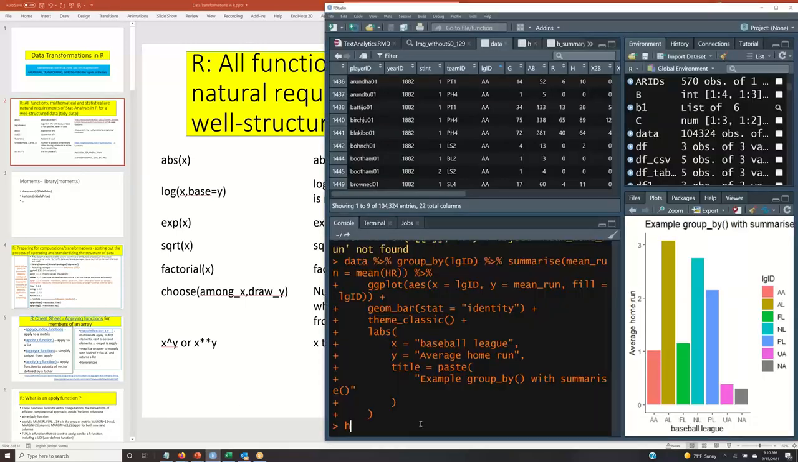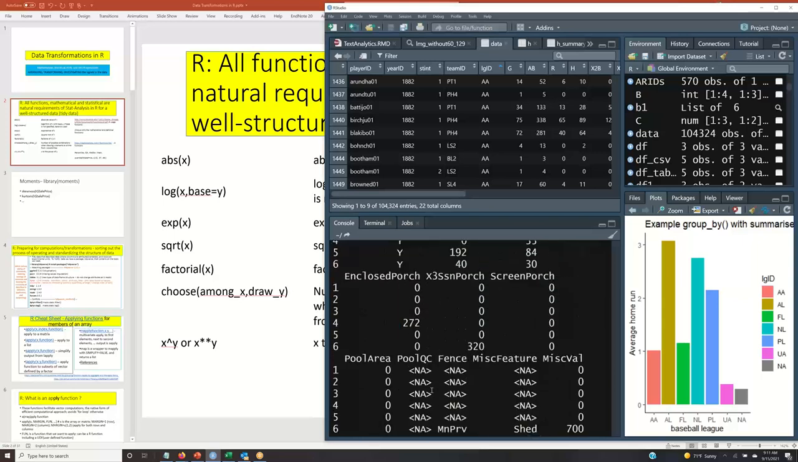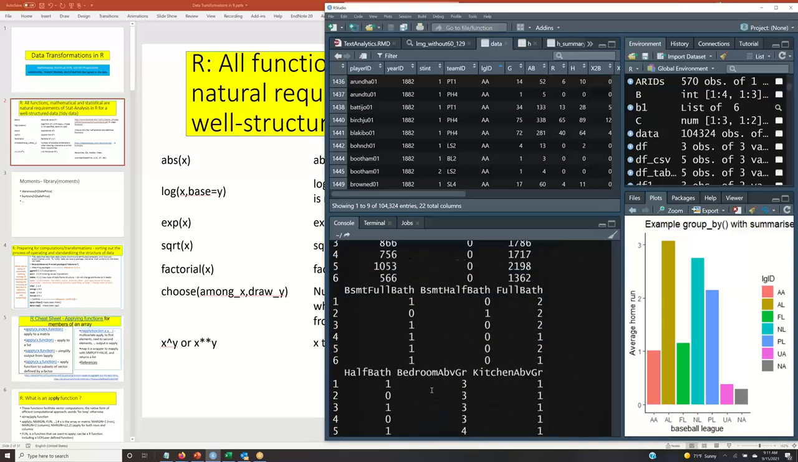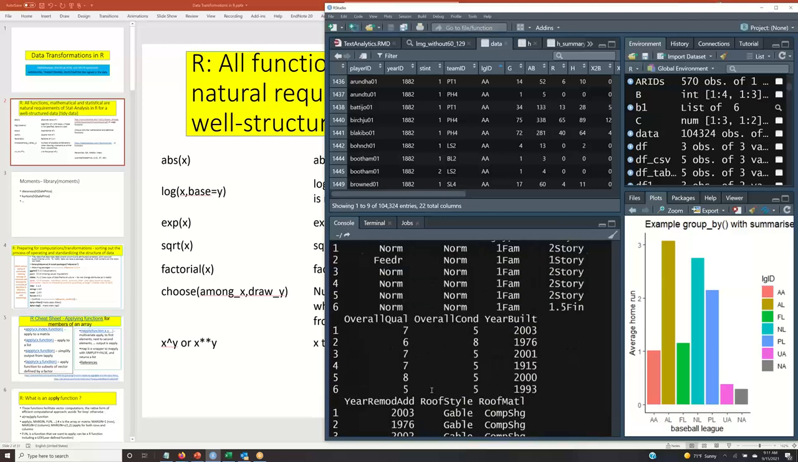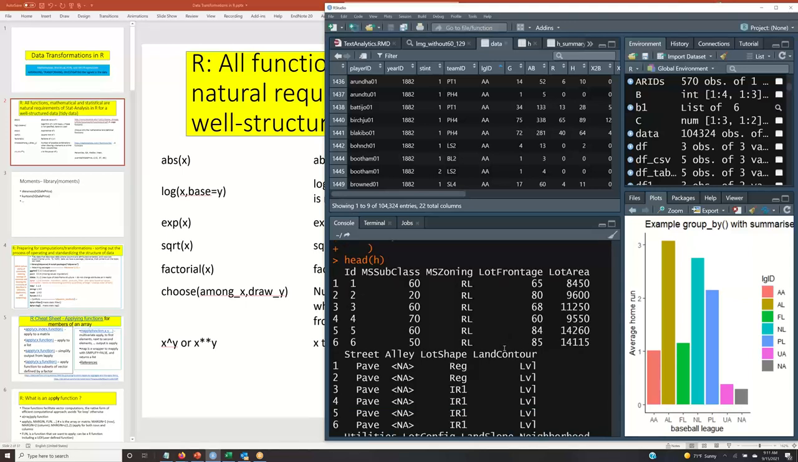For example, the housing data. It's in the Kaggle competition. The housing data I read into the data set H. So if I use head of H, that means the header, the first six observations. So these are all the variables in the housing data set. There are something like 80 variables out there. Okay, so there's an ID here, MS SubClass, MS Zoning, lot frontage, lot area. This is about housing data. Okay, it's called the Iowa Ames data, Ames housing data. It's there in the Kaggle competition.